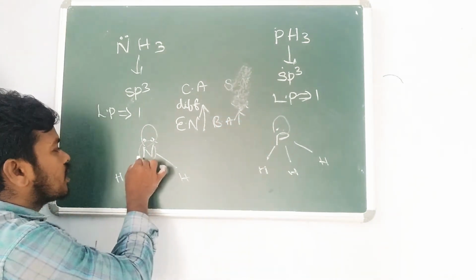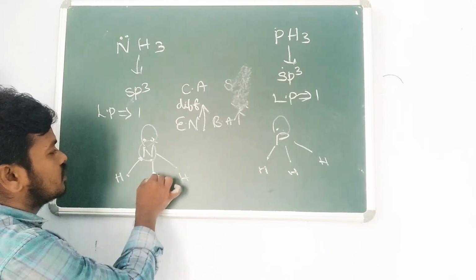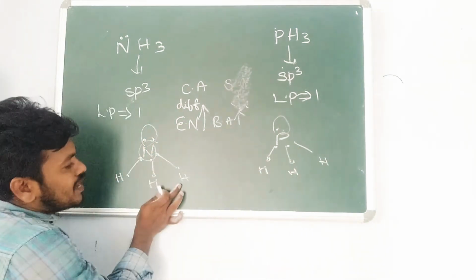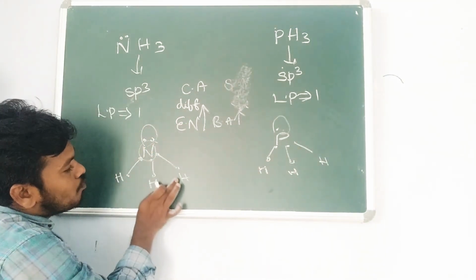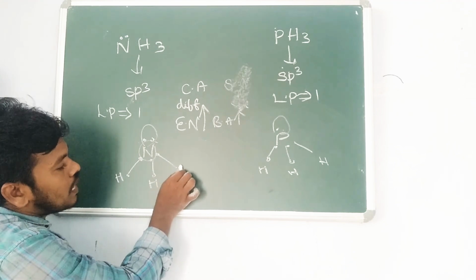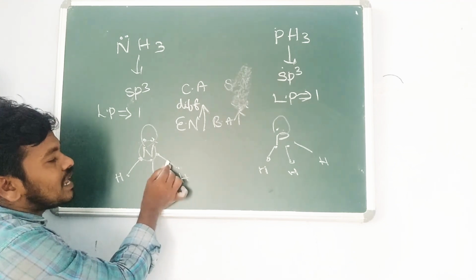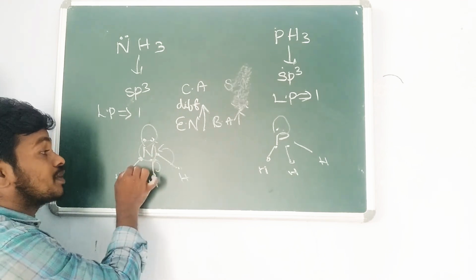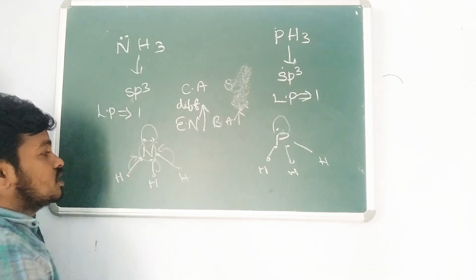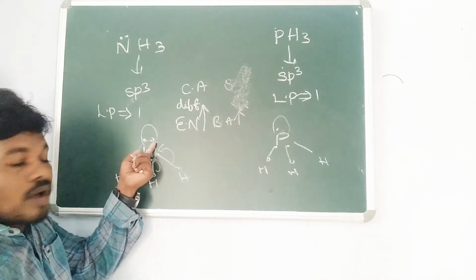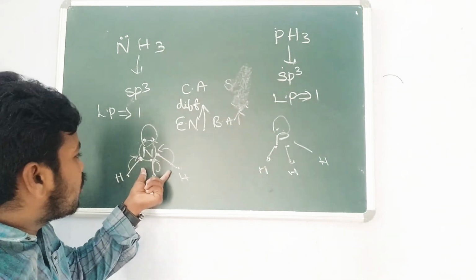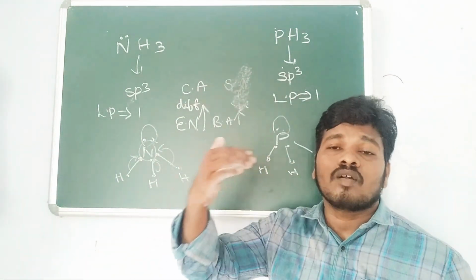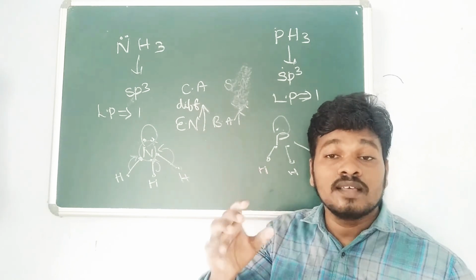See here, a bond will be there, here also a bond will be there. When compared to hydrogen, nitrogen has the more electronegativity, so automatically what will happen? The bonding electrons are shifted towards the nitrogen, towards the central atom. See here, it already has one lone pair of electrons, and the bonding electrons are already shifted towards the nitrogen. That means electron density will be more around the central atom.